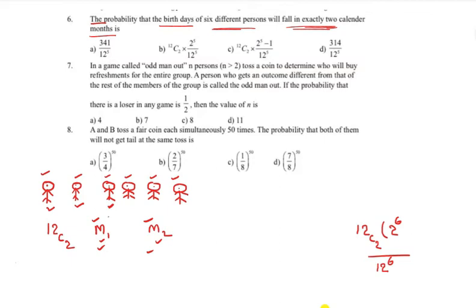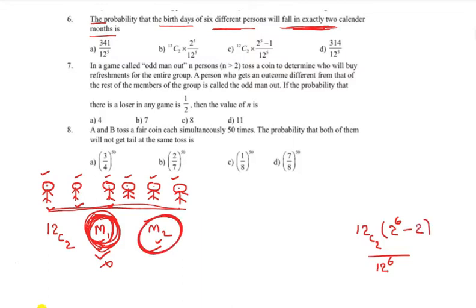That's why 2 to the power of 6. But you can observe here, the first person is born in the month of M1, the second person also M1, the third, fourth, fifth and sixth person also M1. That means all these 6 persons' birthdays are in M1 only. That case we have to exclude. Similarly, all 6 persons' birthdays in M2, that case also we have to exclude, because he is saying the birthdays will fall in exactly 2 calendar months. That's why all members' birthdays in M1 we have to remove, and all members' birthdays in M2 we also have to remove. If you remove those 2 cases, this becomes the favorable cases.